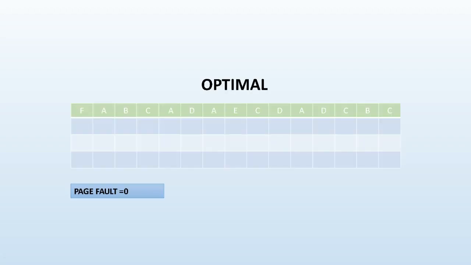Now we are about to discuss the optimal page replacement algorithm. The optimal page replacement algorithm is the technique to replace a page that will not be used for the longest period. Here we have a demand page of F. As we can see, there is no page F in main memory. So this is what is meant by a page fault. Since there is a free page, we are going to place F into the first slot.